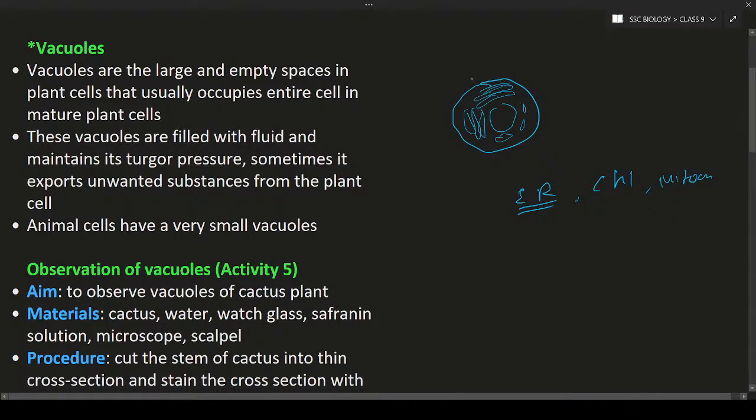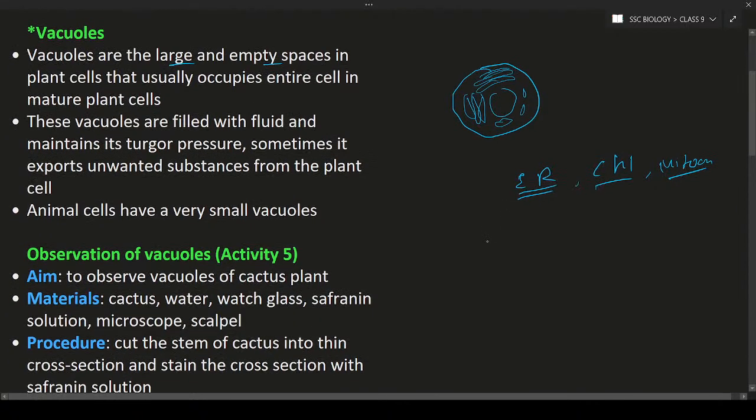So we have completed these cell organelles. Now we are going to discuss another cell organelle, that is the vacuole. What is meant by vacuole? A vacuole is a large, empty space in the plant cell. They are going to occupy most of the cell.